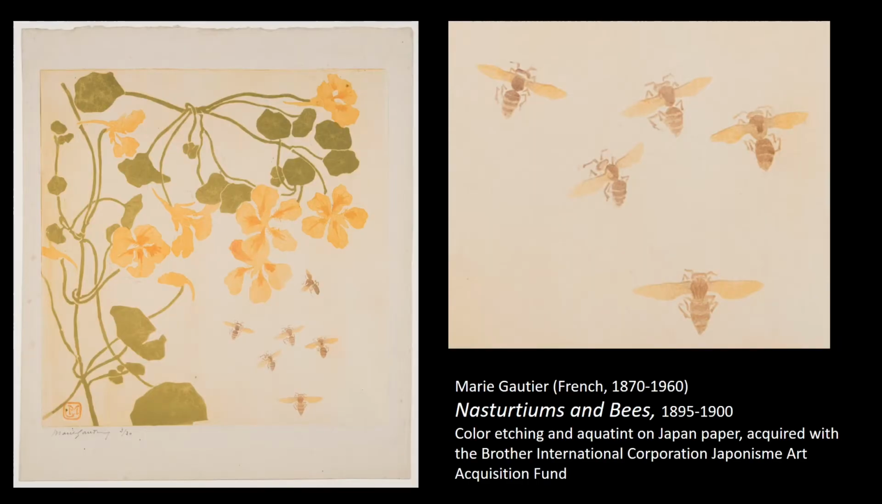This first image, Nasturtiums and Bees, is a print by artist Marie Gautier, who made many works depicting plants and animals. Notice how Gautier uses just a few colors to really emphasize what is happening in the print. You can see a group of bees flying towards some flowers, probably looking to collect pollen for their colony. These bees look remarkably realistic, and you can tell that they are on a mission.